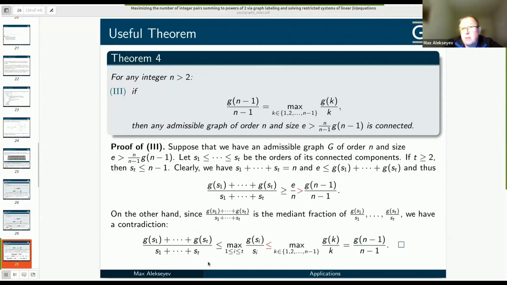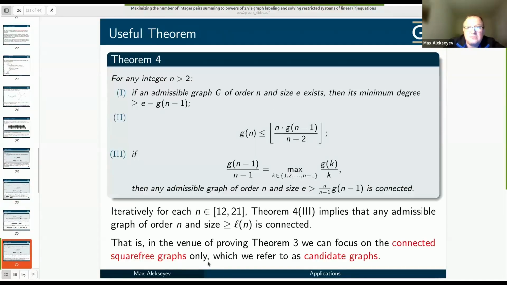Finally, statement number 3. Statement number 3 is a bit more involved, but I can also fit the proof into a single slide, which is shown here. So let me skip it. It's not hard as shown here, but I believe I'm running a little bit out of time, so let me go into more interesting stuff. So we are going to use this theorem iteratively for n from 12 to 21, and in fact each time we will get that the condition of the first statement holds, and therefore admissible graphs must be connected.